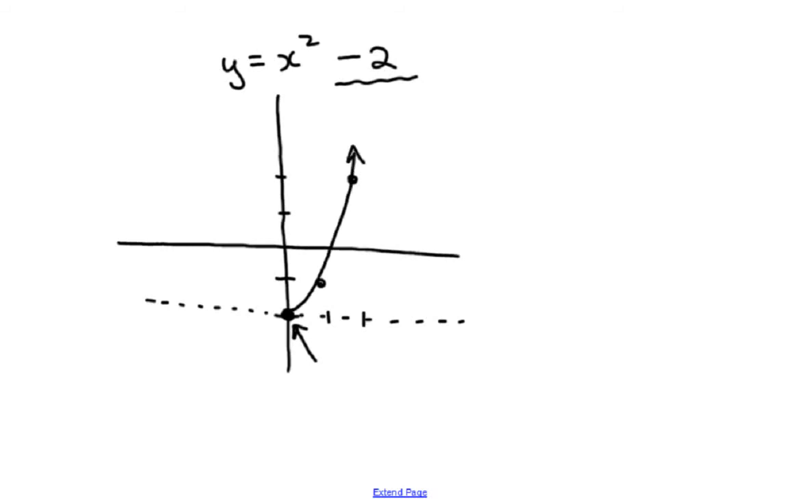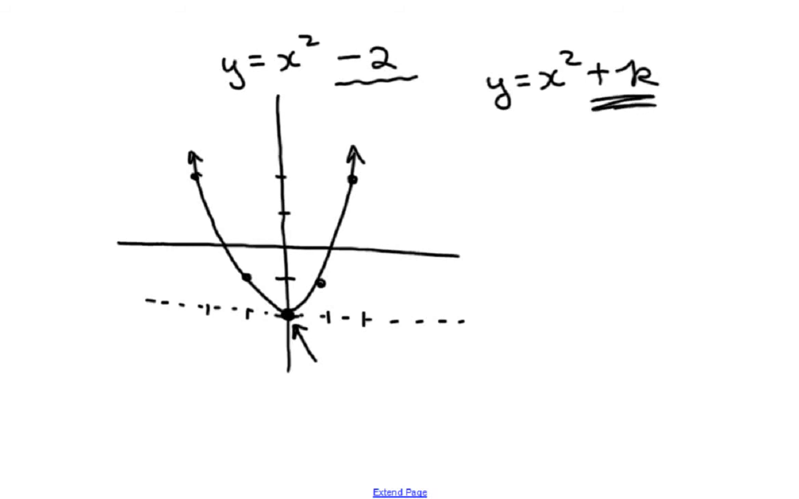Okay? So the same thing due to symmetry is going to happen on the other side. So got the same sort of thing happening over here. Okay? So that's what the number at the end does. When we're talking about standard form, we're saying this number here moves the graph up and down. That's what this guy does.